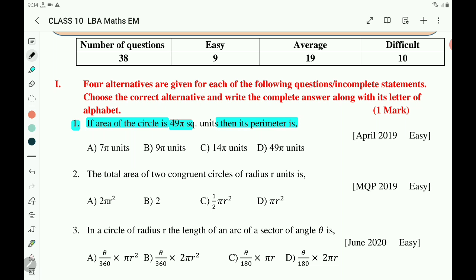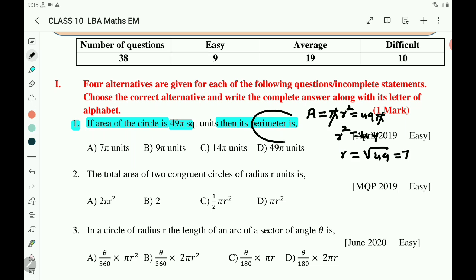Here what is given? Area of the circle is given. What is the formula for the area of the circle? A equals pi r square, that is equals to 49 pi. So you can cancel pi. Then r square equals 49, means r equals square root of 49, which is equals to 7 units.